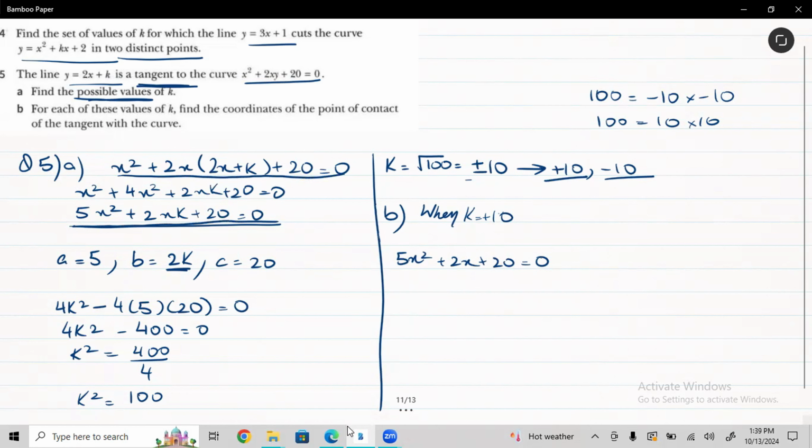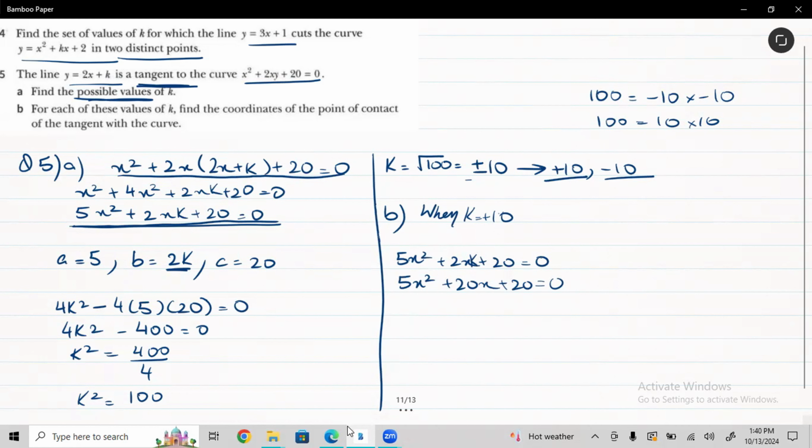So 5x squared plus 2xk plus 20 is equal to 0. We have substituted the value of k as 10 here, so 5x squared plus 20x plus 20 is equal to 0. So it's a really basic equation. I'm going to solve it with my calculator. In fact, what I'm going to do is solve it right here.